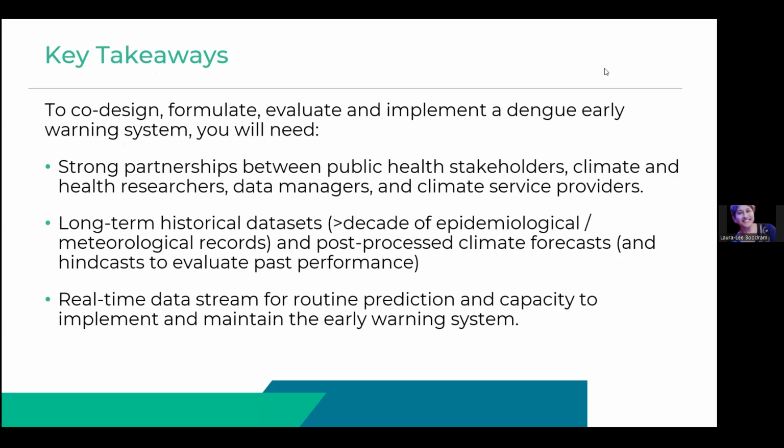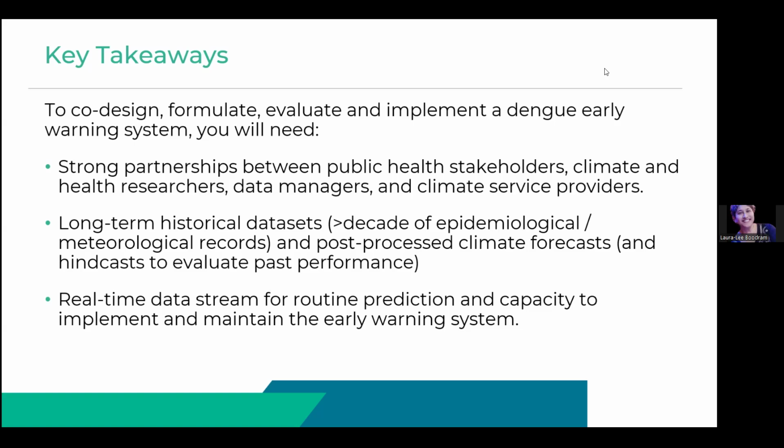Right. So some of the key takeaways in order to co-design, formulate, and implement early warning systems, for example, for dengue, very strong partnerships have to be developed between our public health stakeholders, our climate and health researchers, data managers, etc. In designing these models, we really do need long-term historical data sets. When we originally started the process, we thought that perhaps 10 years of data, both on the health side or on the Met side, might have been sufficient, but we realized we really needed to delve deeper. So 20 and 30 years gave our models better performance.